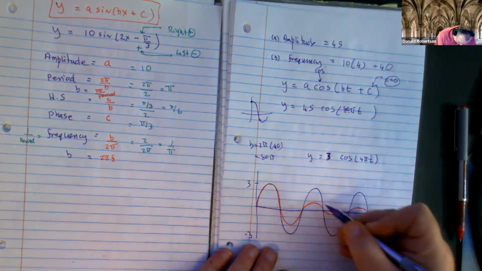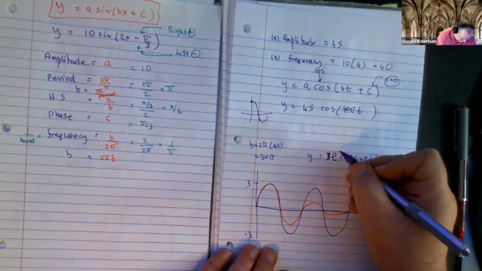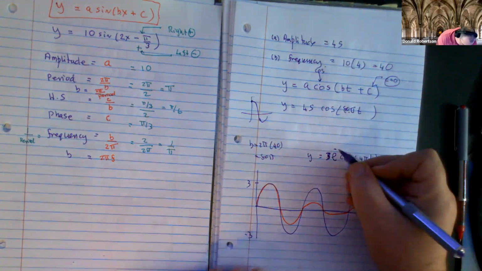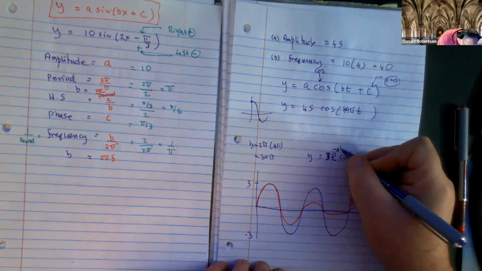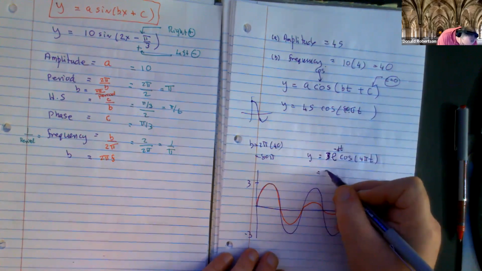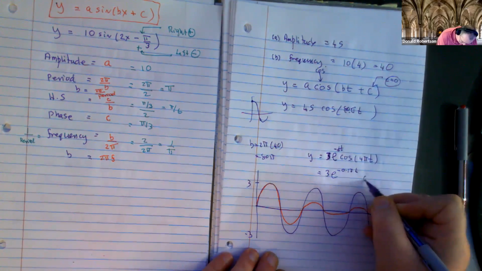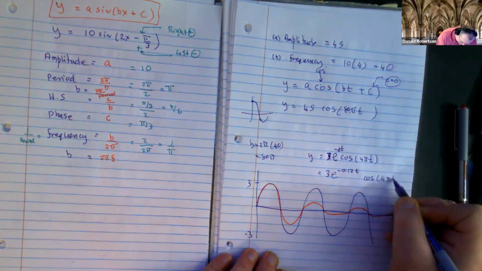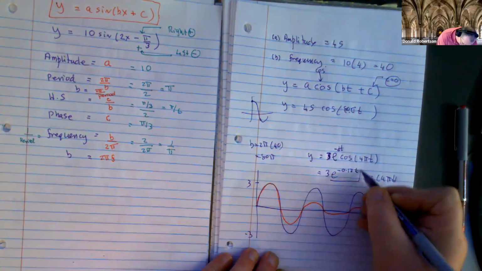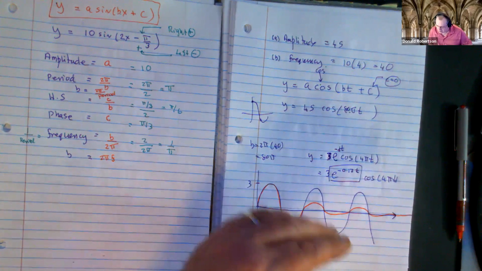So what makes this bit dissipate? You have a new guy, e to the negative, what letter have I not used? D. So you'll get 3e to the negative 0.17t, the cosine of 4 pi t. This piece here is what makes it damp, right?